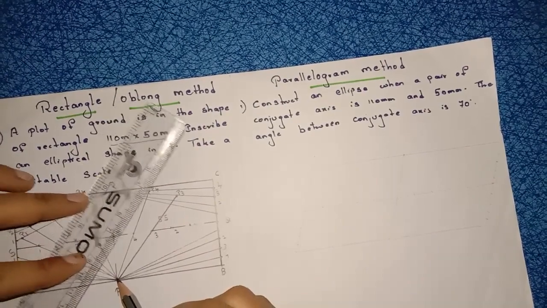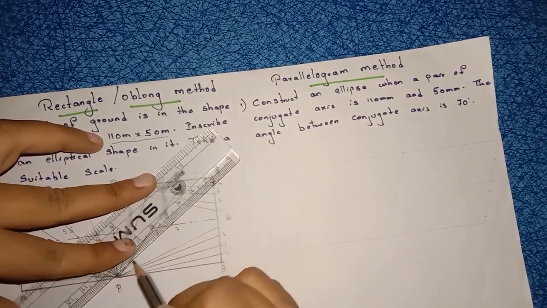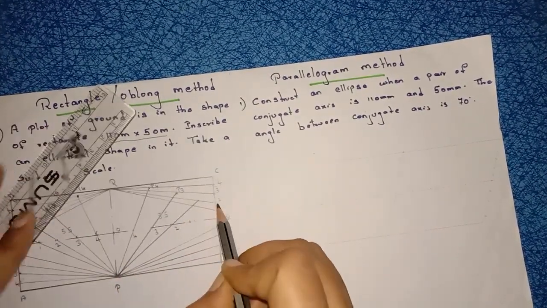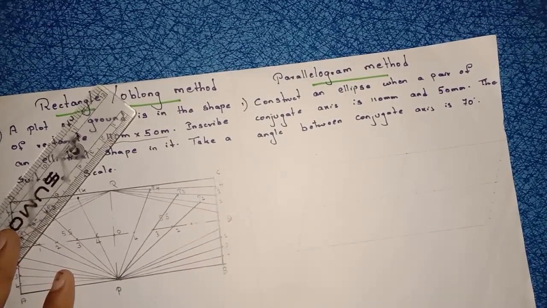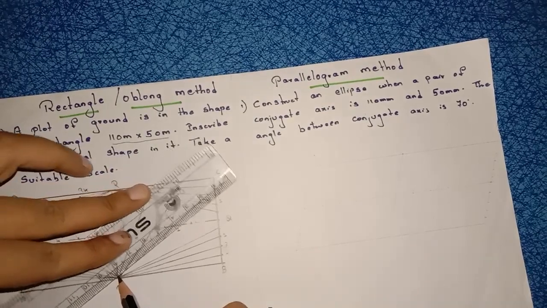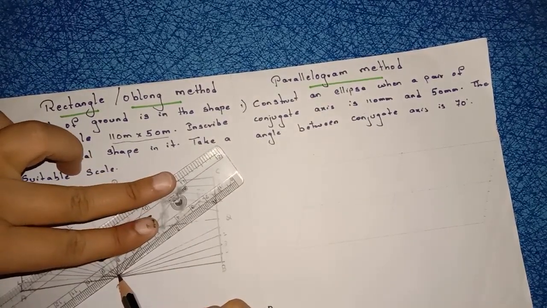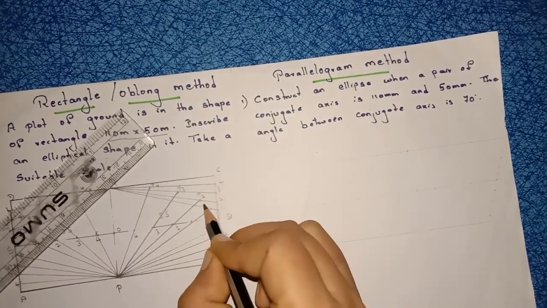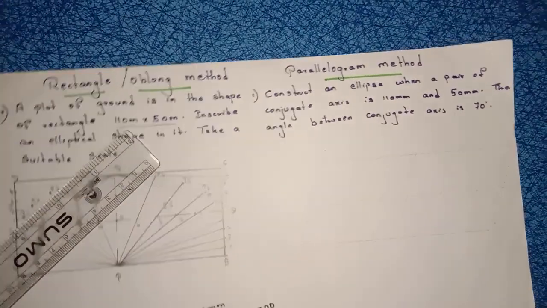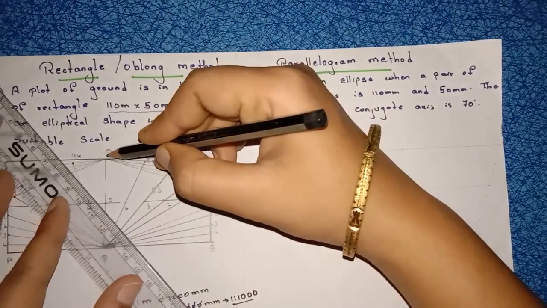Right, again from point P through the second point till the second line, name it as P2. From P again through the first point till the first line, name it as P1. Right, similar manner from R also.